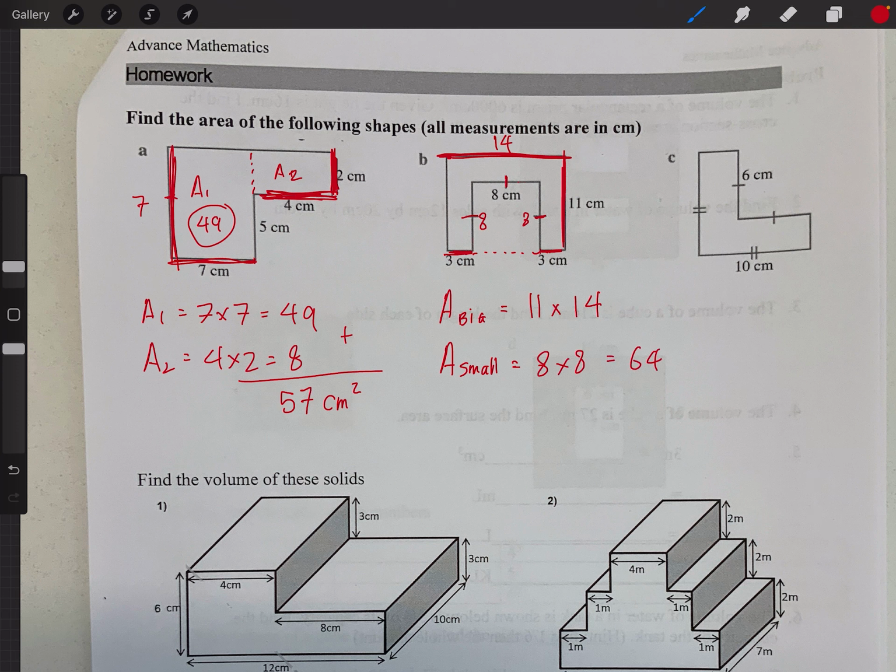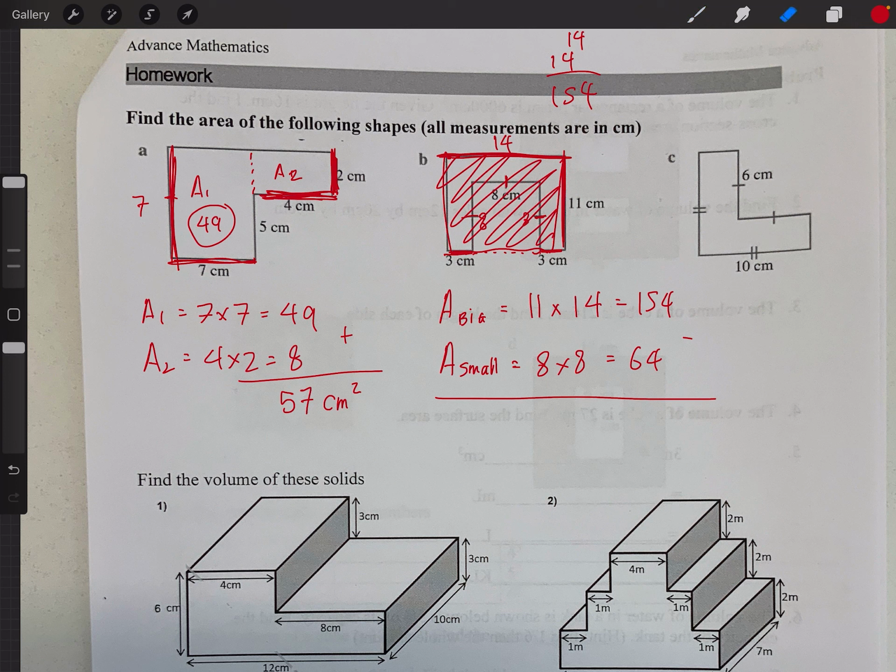Now what's 11 times 14? Let me have a look. 154. And now we're going to subtract it, okay? So we take the area of the big piece, take away the area of the small piece. So we're going to subtract. So do that, you're going to get 90. So the answer is 90 centimeters squared.